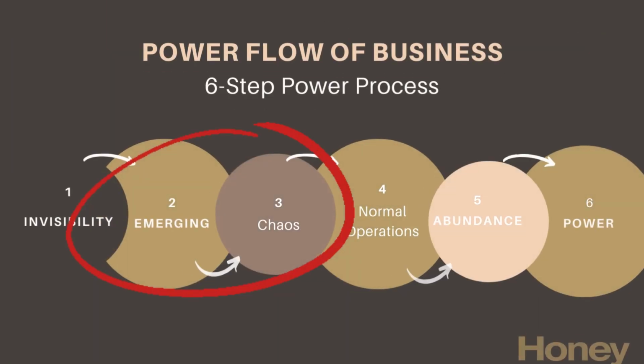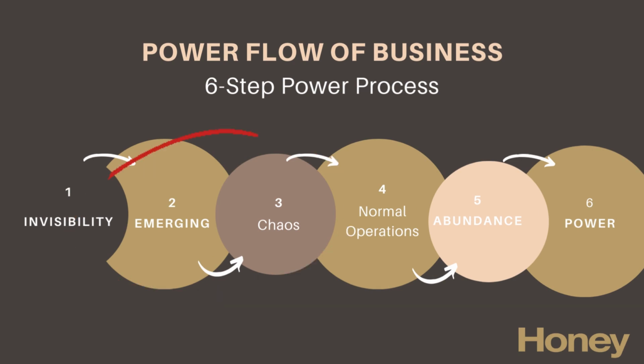Okay, let me sum this up. You start in the invisibility stage, but the danger zone for you right now is to determine, are you emerging or are you in chaos? And remember, none of these steps are really a right or a wrong place. But the last thing you want to do is being caught back in this step 2 and 3. 2 and 3. Now I'm falling back, now I'm growing again. Because you know what happens? You start thinking the business model doesn't work.